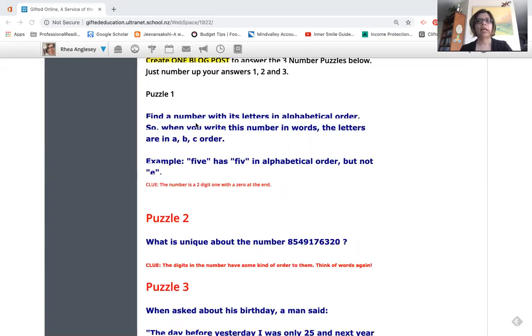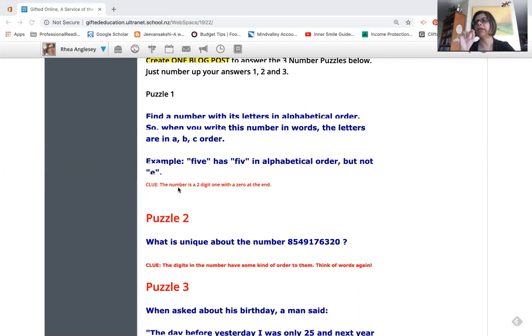So find a number with its letters in alphabetical order. So when you write the number out in words, the letters are in A, B, C order, such is the spelling of the word. Here's an example. For example, in 5, F, I, V is in alphabetical order, because if you look at ABCs, F comes first, then comes I, then comes V. Okay, if you order up the alphabets. But E doesn't, so 5 doesn't follow that rule.